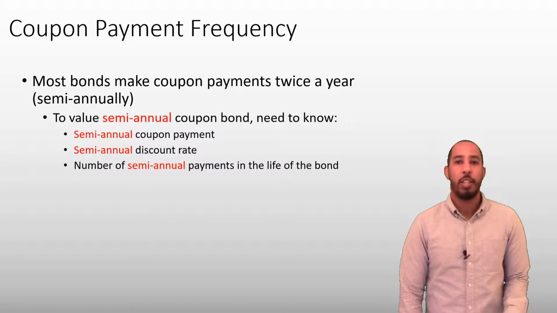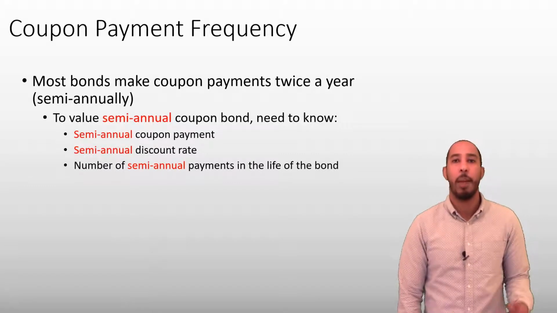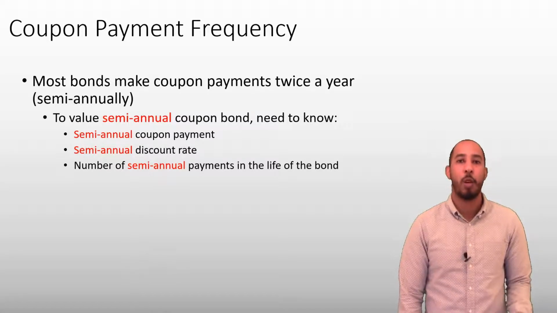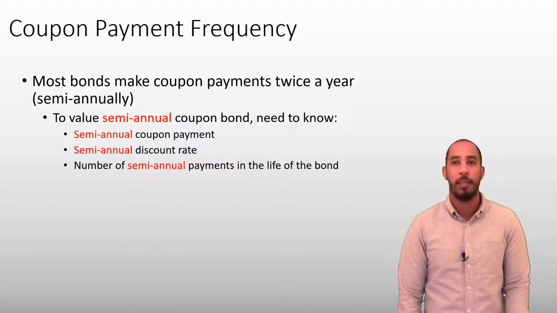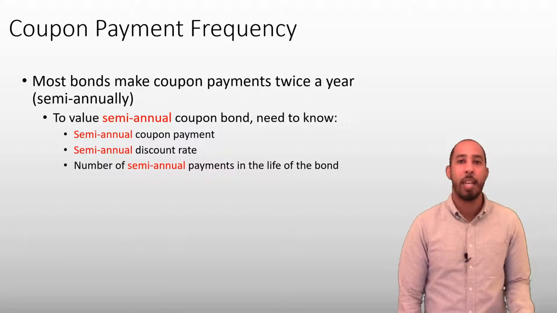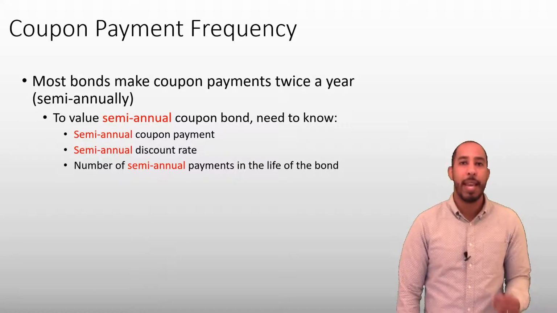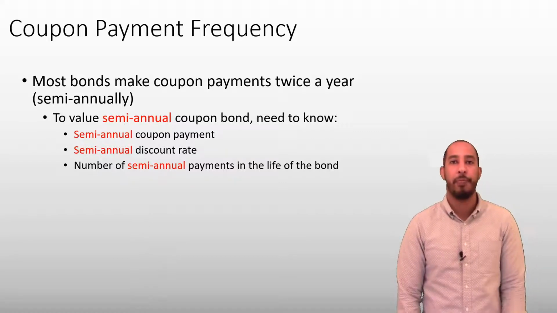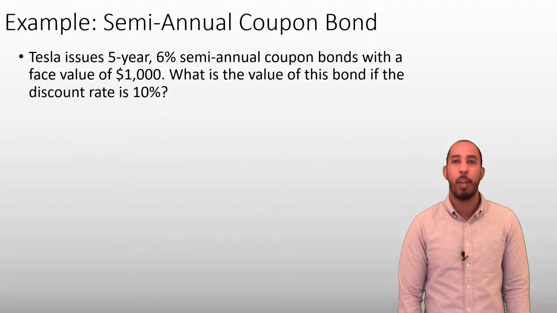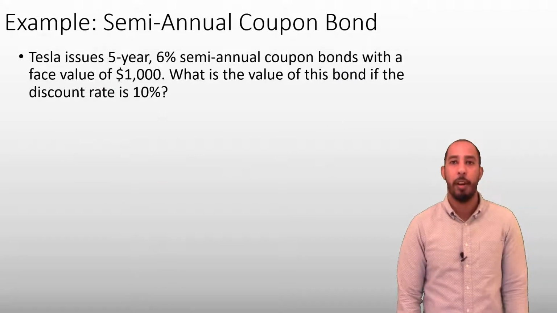We can make a simple adjustment to handle the valuation of semi-annual coupon bonds. The trick is just to convert everything to the same time frequency units. Everything needs to be in terms of semi-annual periods. So we need to find the semi-annual coupon payment, the semi-annual discount rate, and the number of semi-annual payments that will be made. Let's work an example to figure out the value of a semi-annual coupon bond.